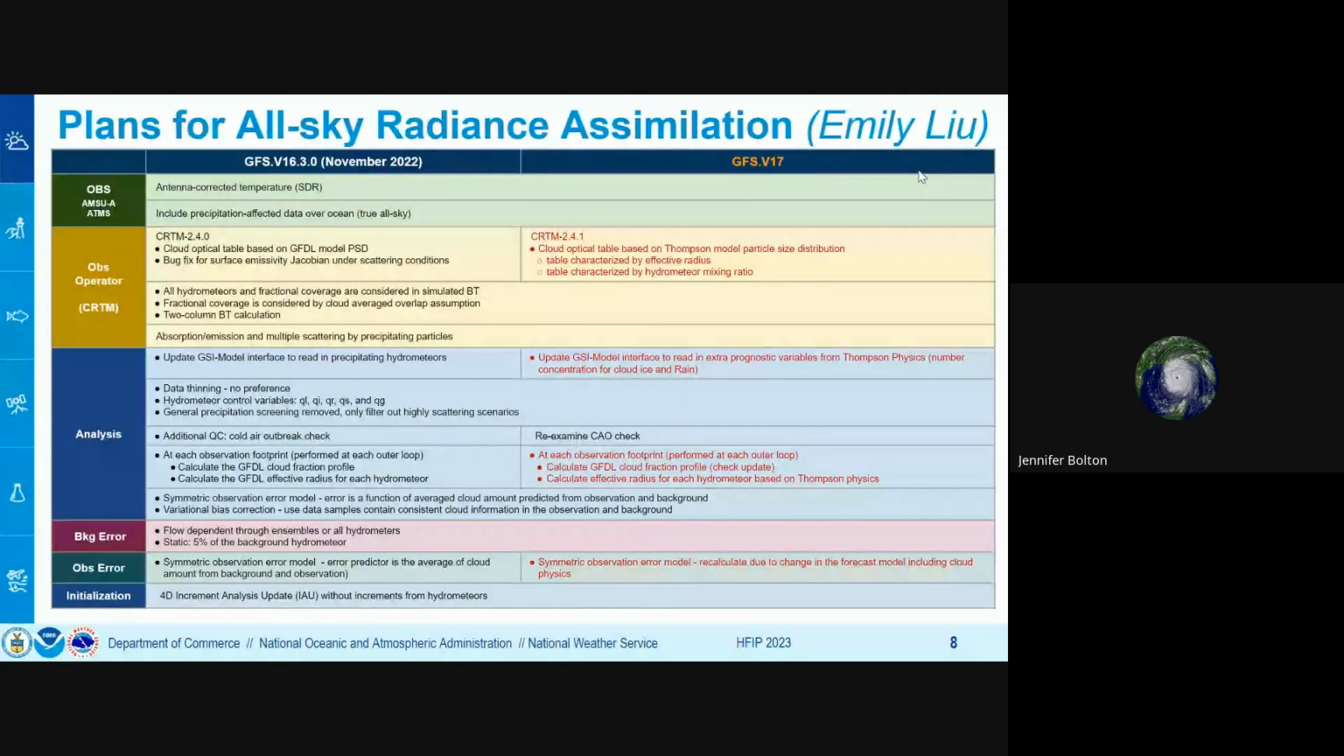So I mentioned the all-sky work as part of V17. I realize no one can read a single font on this slide. That's not the point. This is here for reference. Going back, this is just showing some of the improvements we're making to the all-sky microwave. In particular, because part of V17, as Feng Lin mentioned, we're upgrading to the Thompson microphysics. So to be able to continue to use the all-sky microwave, we have to make some changes to the forward radiative transfer to be able to simulate that data. It includes things like a new optical lookup table so we get the scattering right, consistent with the distributions in Thompson microphysics, along with some additional work in observation error and quality control. Next slide, please.